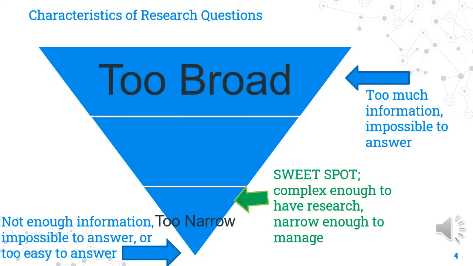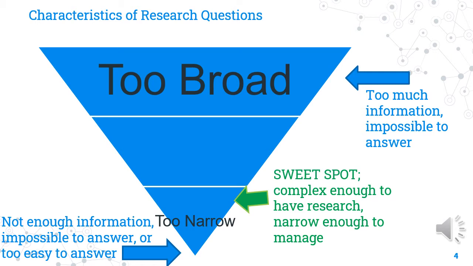It may be useful to visualize research questions on a spectrum that looks like an inverted pyramid. At the top wide part of the pyramid, you have questions that are far too broad. These questions typically have too much information available. It's impossible to sort through them, which can make it impossible to answer.